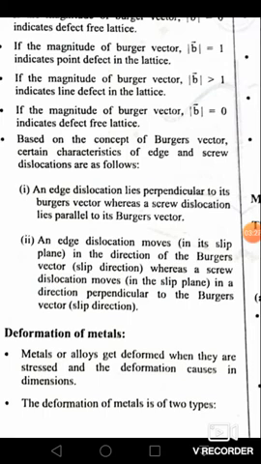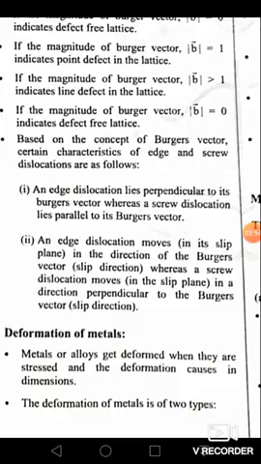Now we will come to the deformation of metals. Metals or alloys get deformed when they are stressed, and deformation causes a change in the dimensions. You know that whenever you apply a load on any material, metal or alloy, it gets deformed because it is subjected to stress. Stress always results in strain, which is nothing but your deformation.